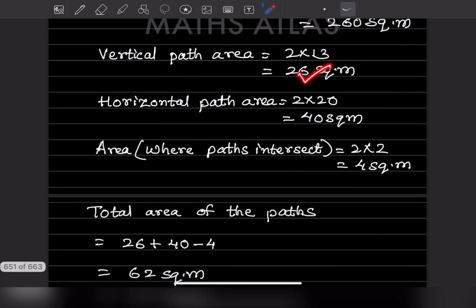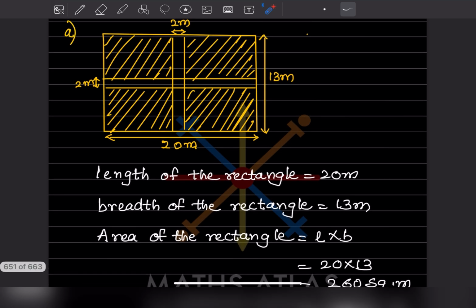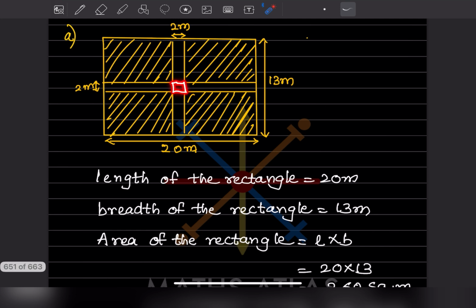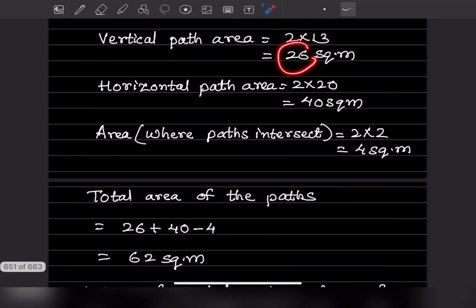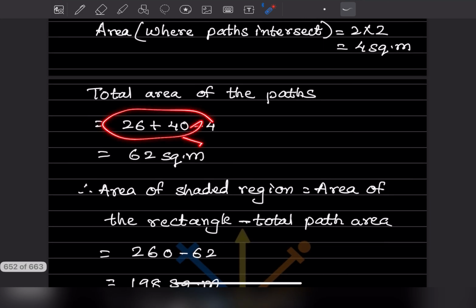This 26 plus this 40, and from this one we are going to subtract this one. See here, we are going to subtract this part from these two. So we can say 26 plus 40, this vertical plus this horizontal, and from that you are going to subtract this, minus 4. So that will be 62 square meter.